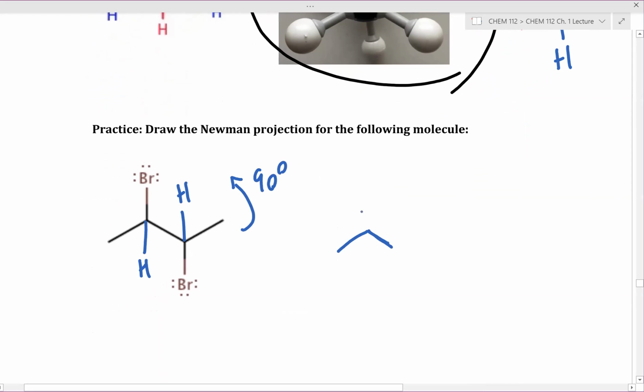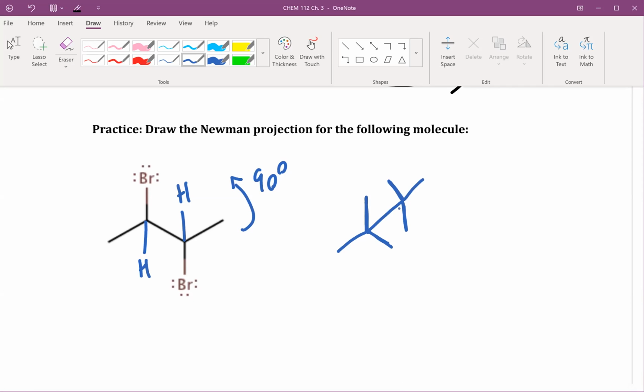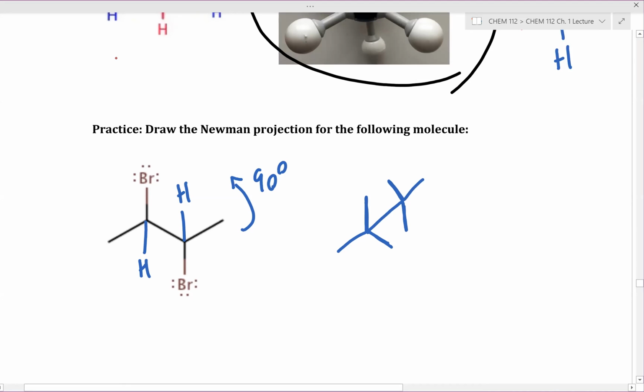That in turn gives me the following arrangement of atoms. If I rotate it 90 degrees, this is carbon 1 and this is carbon 2. What atom is going to be in front? Carbon 1. So what is attached to carbon 1? Bromine, right? So we'll draw out the bromine. What else is attached to carbon 1? A methyl group, which we'll write as CH3.